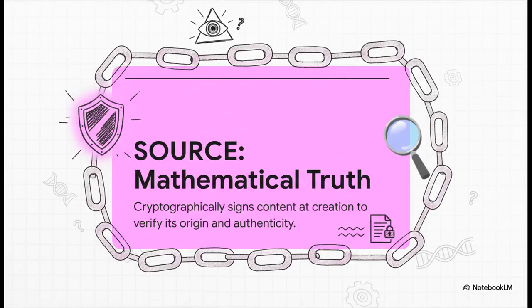And that brings us to the final pillar, Source. This one tackles, I mean, one of the biggest problems we have right now, the truth crisis. With AI and deepfakes everywhere, how can we possibly know what's real? Source is designed to be a system that cryptographically signs a piece of content the very second it's created. It gives you mathematical, verifiable proof of where something came from and that it hasn't been tampered with.